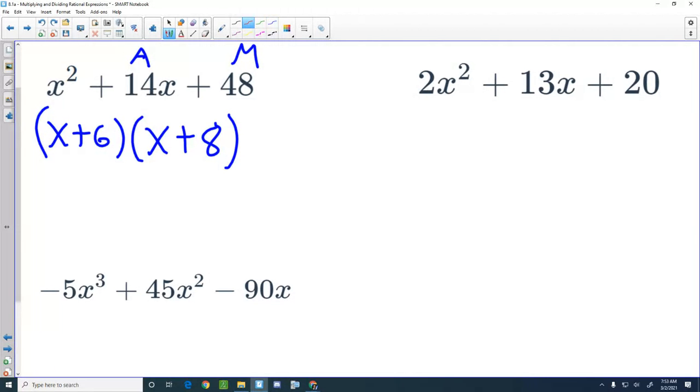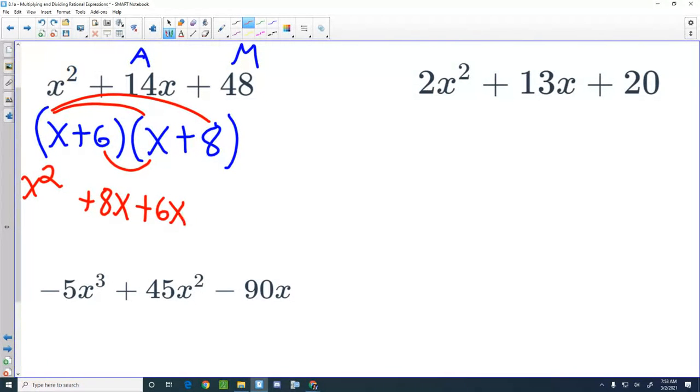By the way, in case any of you are wondering, why do we do it this way? Why is it multiply to one number and add to the second one? Or if you ever forget why, do you remember foiling, first, outer, inner, last, all that jazz for multiplying binomials? X times x is x squared. But when I do x times 8, I get 8x. And then when I do 6 times x, I get 6x. And these two middle terms always are like terms that get to combine, and they're going to be added together. When I add these up, I get 14x.